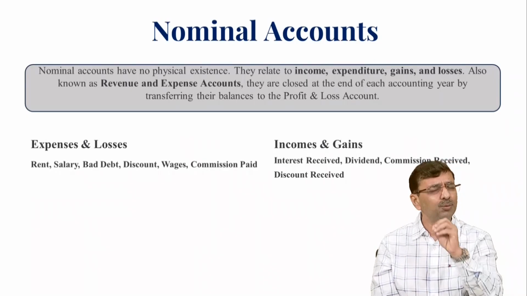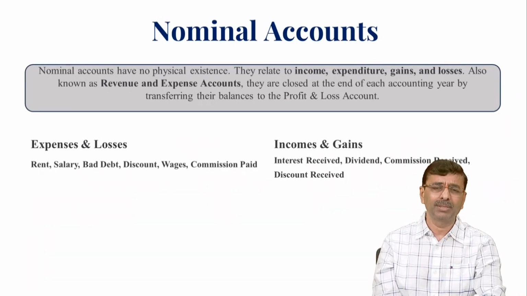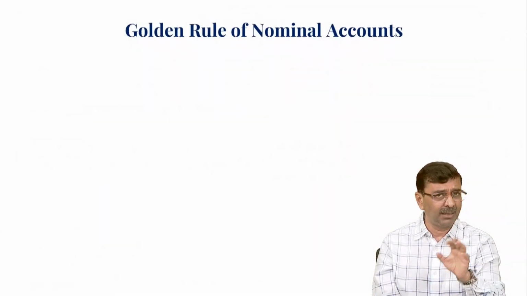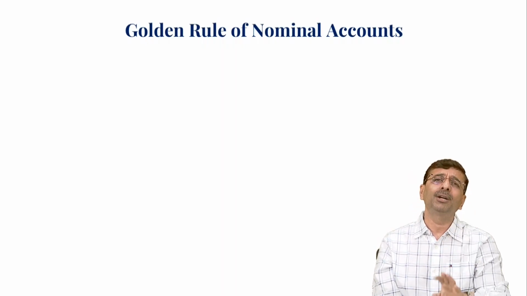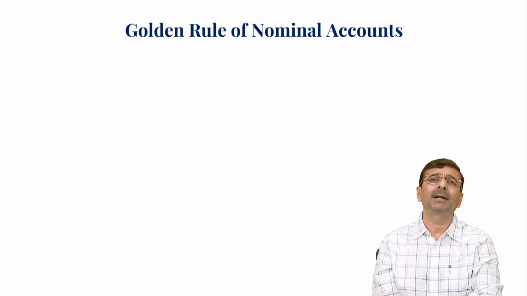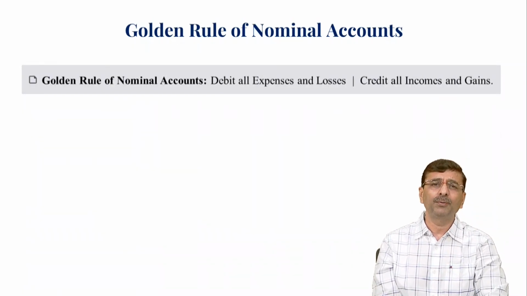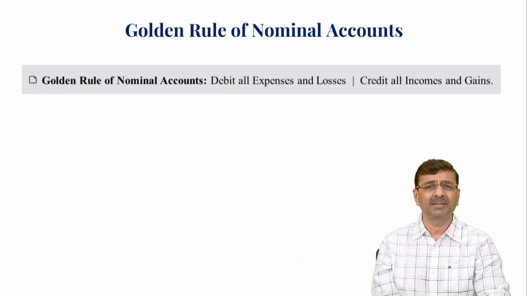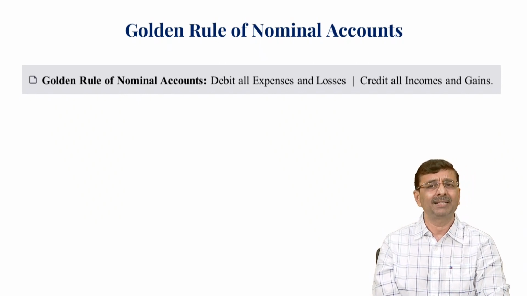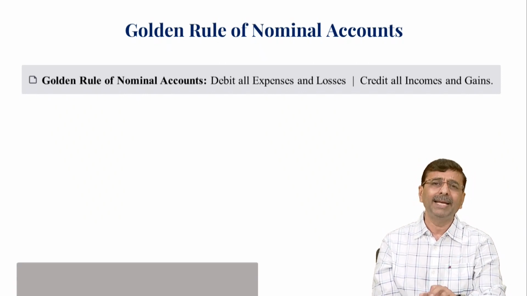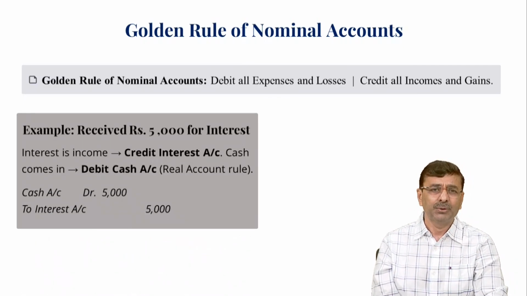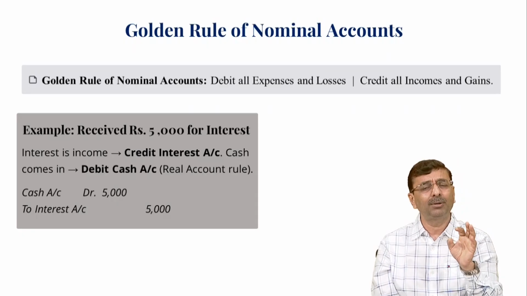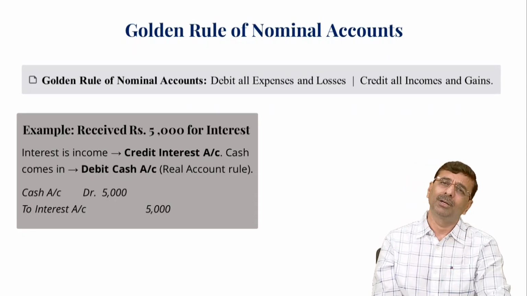Now it is a very simple way to apply the rules and regulations for the nominal account. How is it considered? All kinds of expenses and losses are debited. So the golden rule for that: all the expenses and all the losses are considered debit, and all the incomes and gains are considered credit. Very simple: debit all the expenses and credit all incomes.